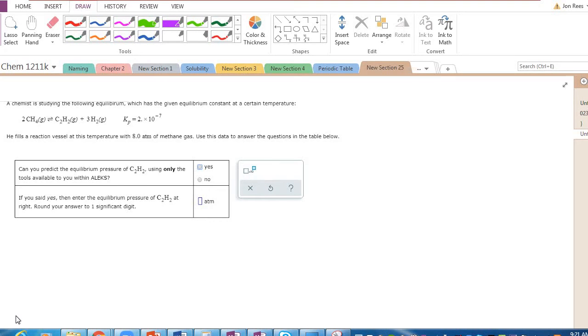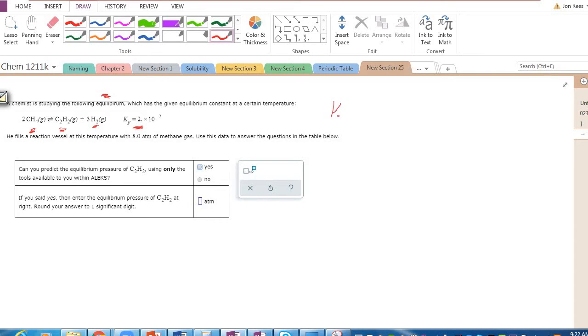Okay, we have a problem here dealing with equilibrium, and it gives us a certain chemical equation. Methane is going to come into equilibrium with C2H2 and H2, and it gives us an equilibrium constant right here. I note right away that that's pretty small. What does a small equilibrium constant mean to us? Well, let's go ahead and write the equilibrium equation first.